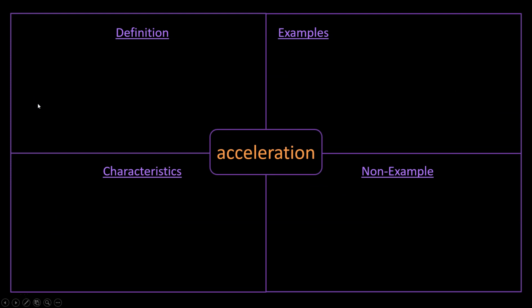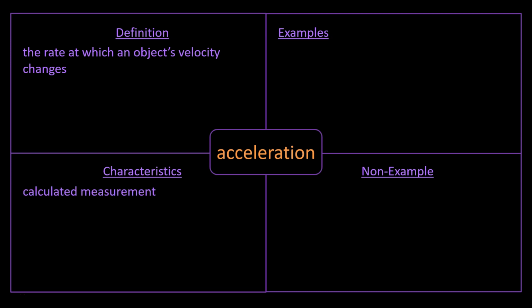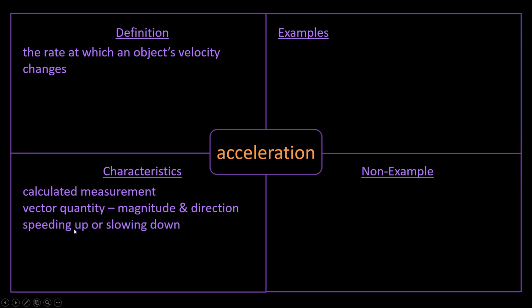Let's take a look at acceleration. The definition is the rate at which an object's velocity changes. Some characteristics are, first of all, it's a calculated measurement. It's a vector quantity, has magnitude, in other words numbers, and direction. It represents an object speeding up or slowing down because that's a change in the object's velocity. The symbol is lowercase a, and the SI unit is meters per second per second, also known as meters per second squared.